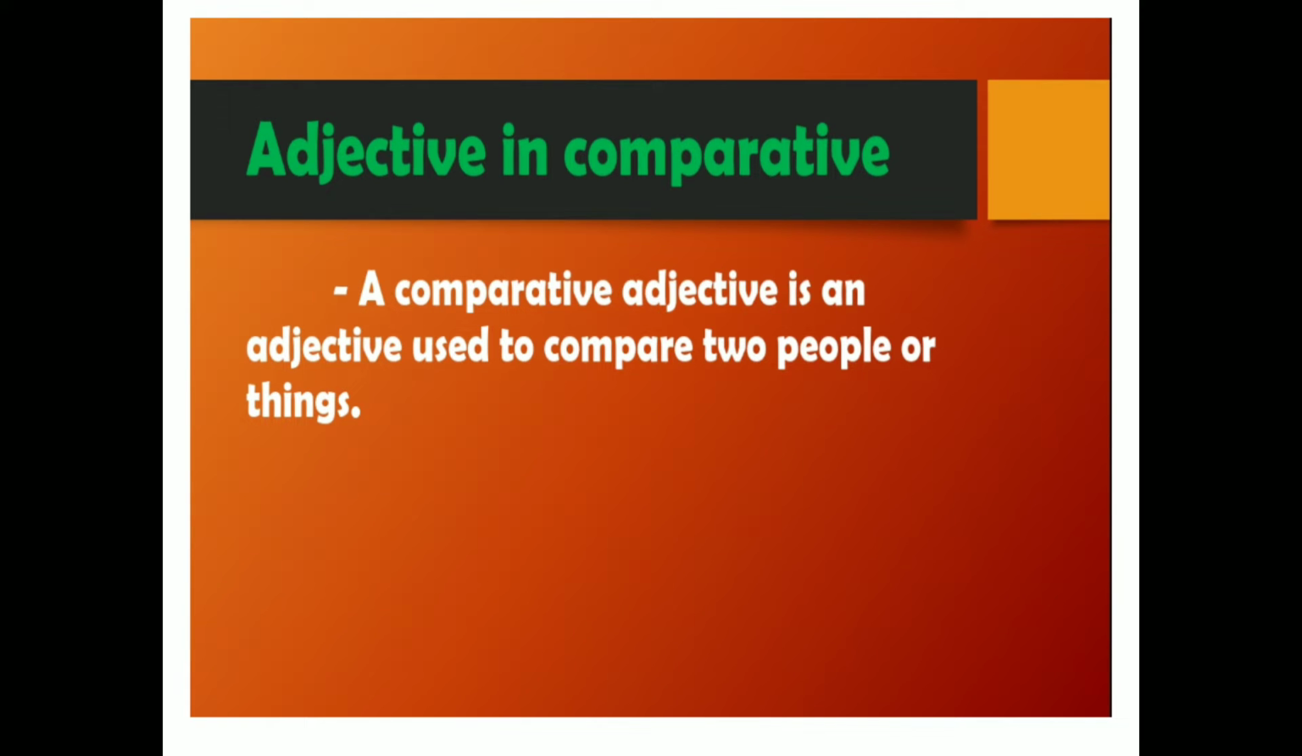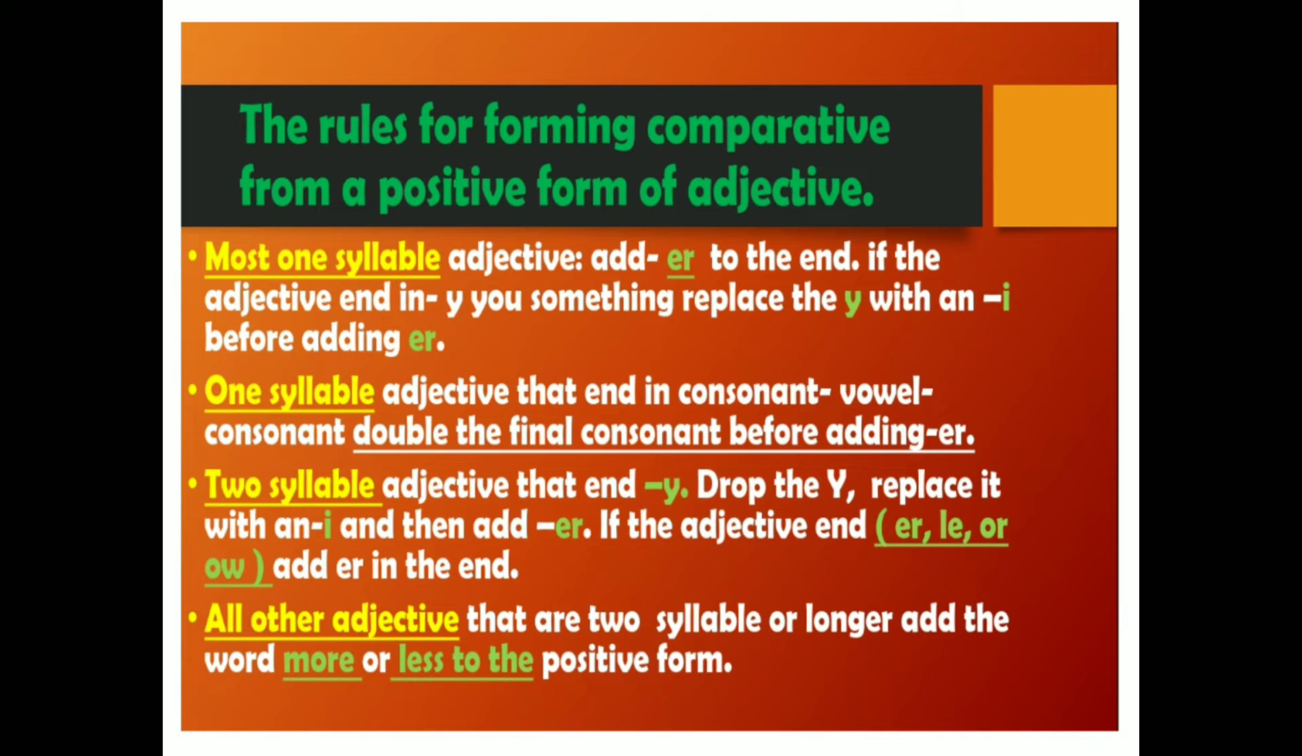So ang adjective in comparison, nag-form ni siya from the positive form of an adjective, which is the form of an adjective nga makita nato if mutan-aw ta sa atong dictionary. So for example, ang adjective nga brave, fast, and cute, positive form na siya. So we have rules for forming the comparative form of a positive form of an adjective.